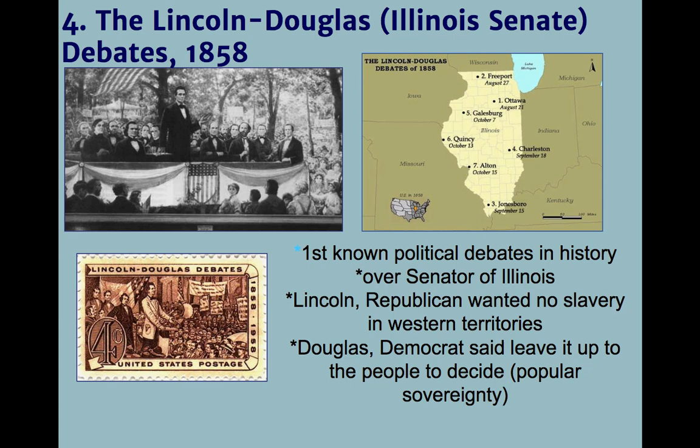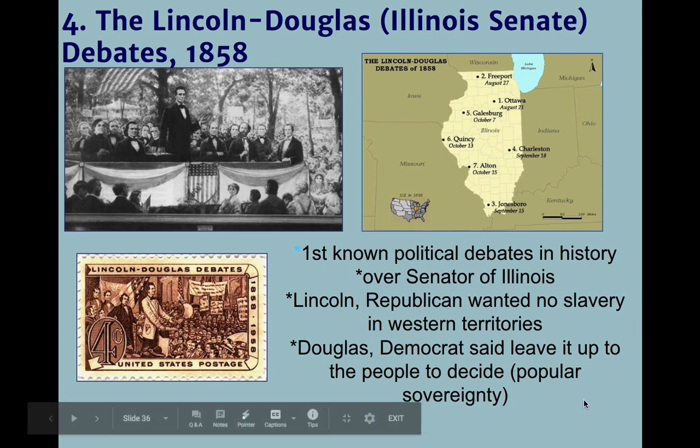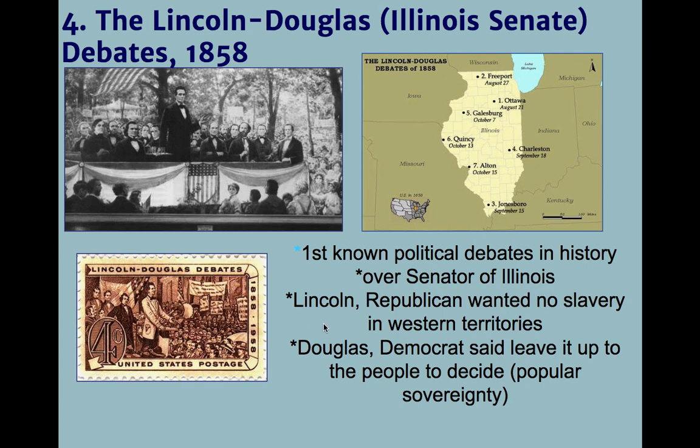Number 4, the Lincoln-Douglas debates. Okay, so again, this is during that time period. They are debating over who gets that Illinois Senate seat. Just like we already talked about, this should be a refresher. Lincoln was a Republican, and his main objective during these debates was that he wanted no slavery in the Western Territory. So again, anti-expansion of slavery.